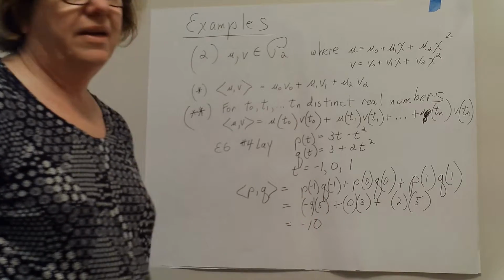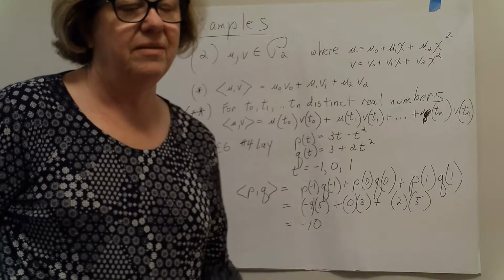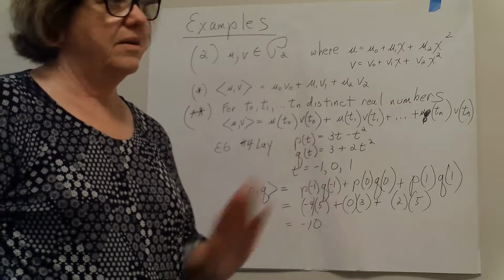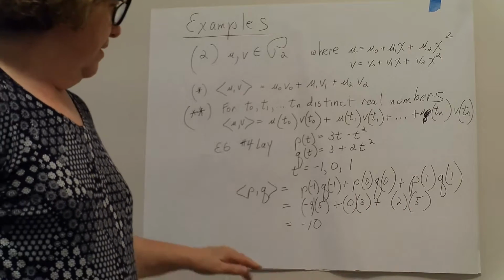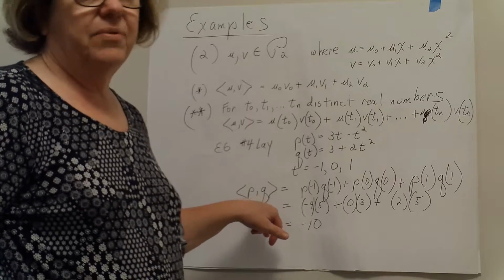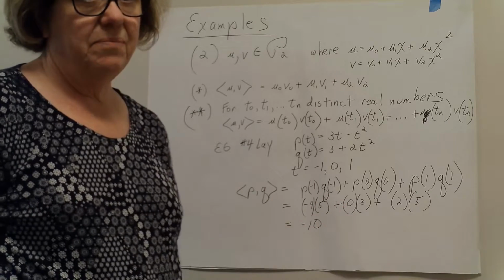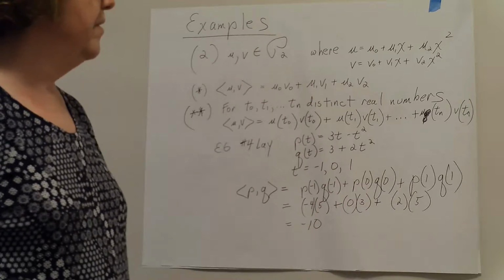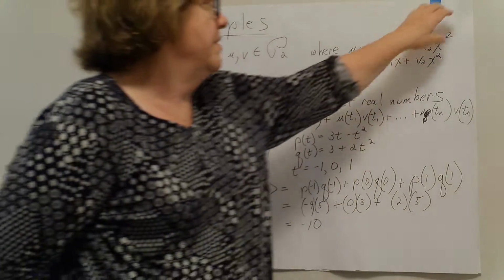Now usually when I get to an example like this, somebody says, wait a minute, the inner product is supposed to be positive. No, the inner product can be negative. It just has to be a real number. What has to be positive is if you take the inner product of a vector with itself. Then that has to be positive. Okay, so this is an example of an inner product defined on a polynomial space.